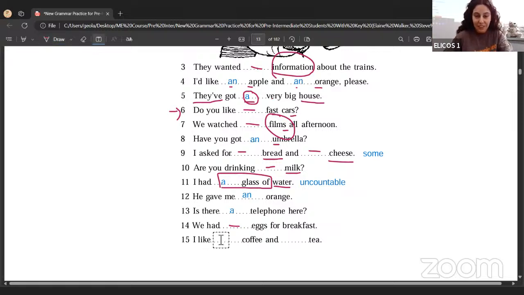15, Javiera. Coffee and tea. Yeah, exactly. These are countable. So I like coffee and tea.